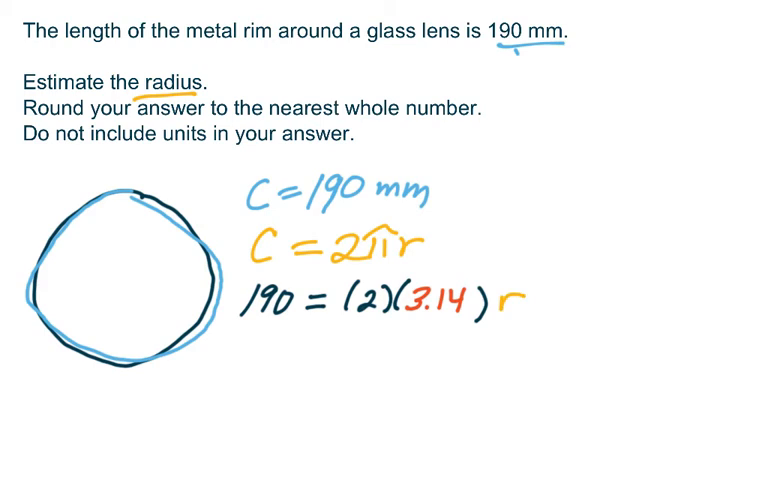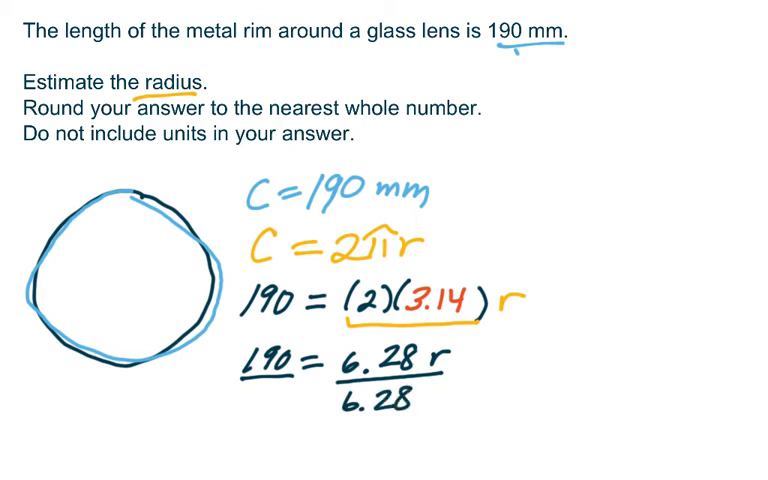You don't have to do it this way, but I'm going to begin by multiplying before I divide. So I'll do 190 equals 2 times 3.14 is 6.28, and I'm still multiplying that by r. I'm going to solve by dividing on both sides by 6.28. I'll do this on both sides so that it stays in balance. 6.28 divided by 6.28 gives me a coefficient of 1 for the r. And on the left-hand side, I'll divide from top to bottom just like I read.